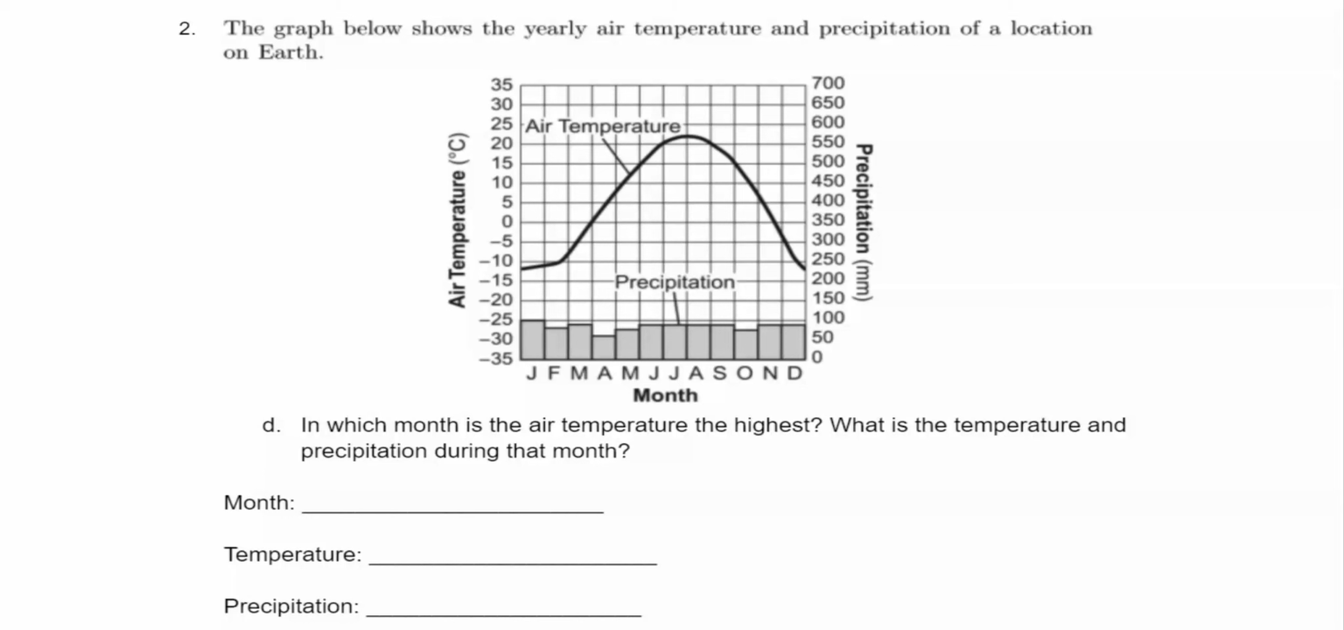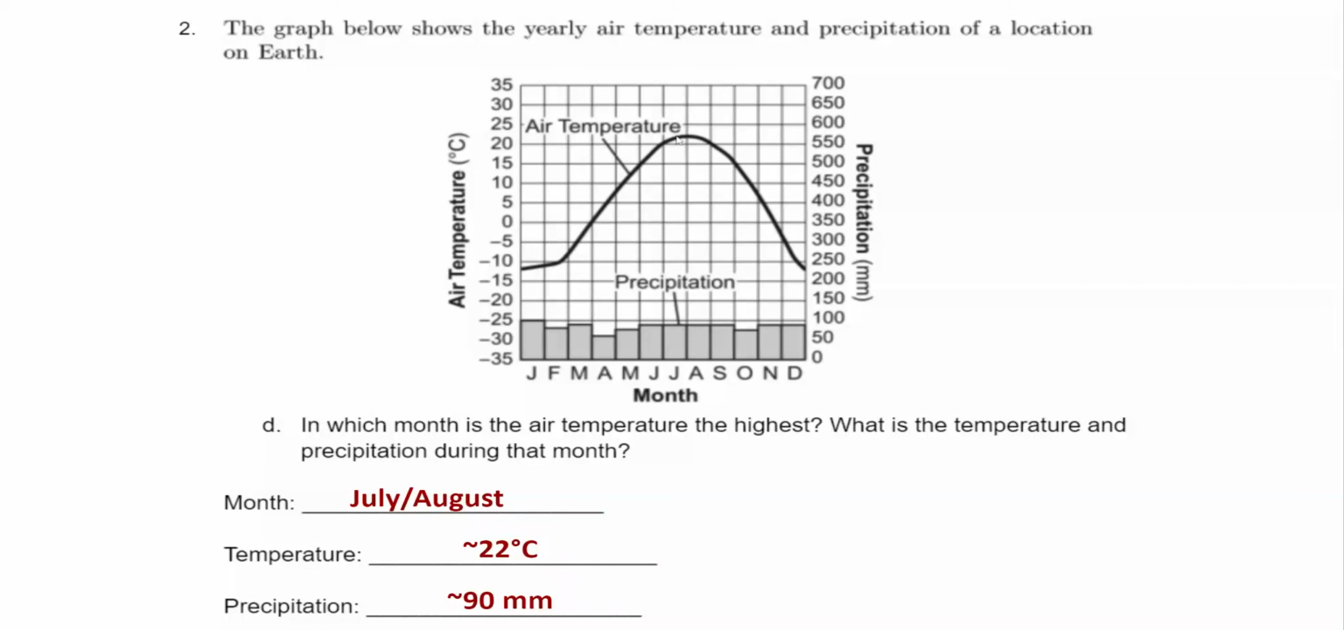Next, 2D is asking, in which month is the air temperature the highest? What is the air temperature and precipitation during this month? So, since it's asking for air temperature, I should look at the line graph for air temperature instead of the bar graph. That's precipitation. And I see the peak or the highest point is somewhere in between July and August. It looks like it's exactly in between. So you can say either July or August or list both.